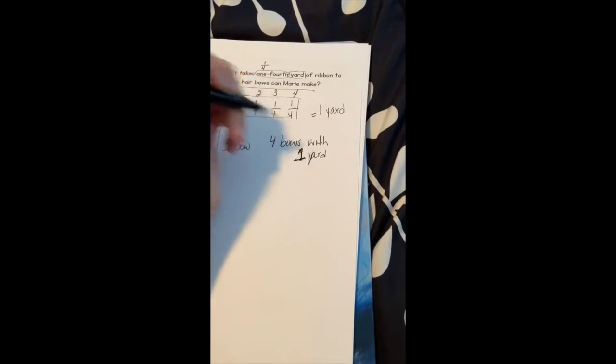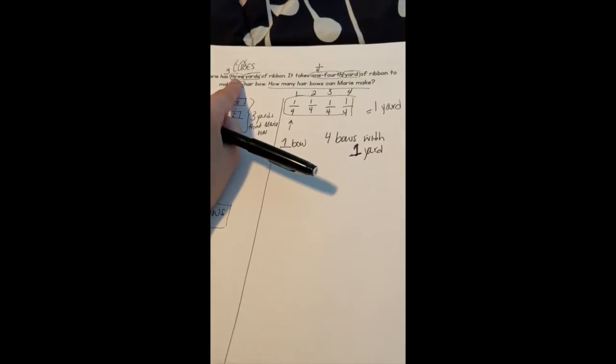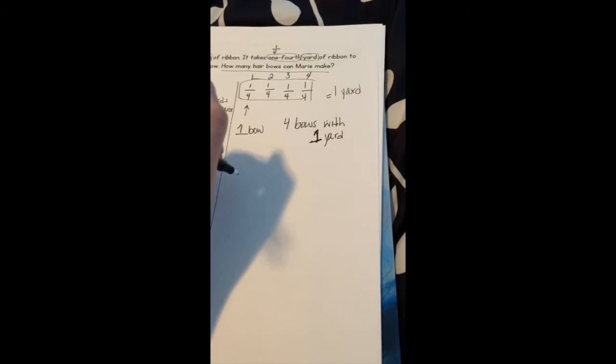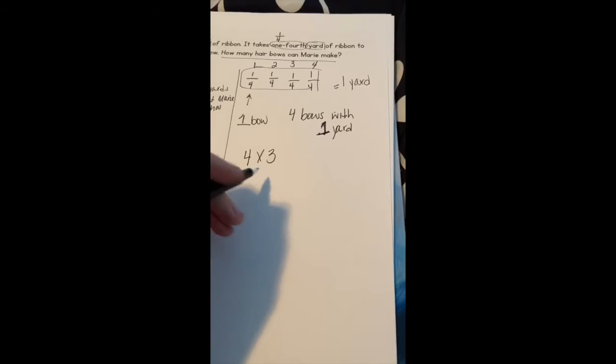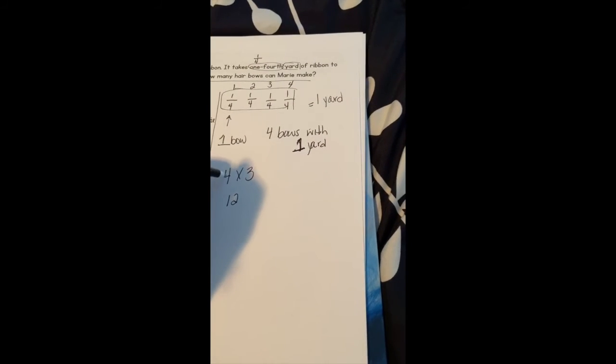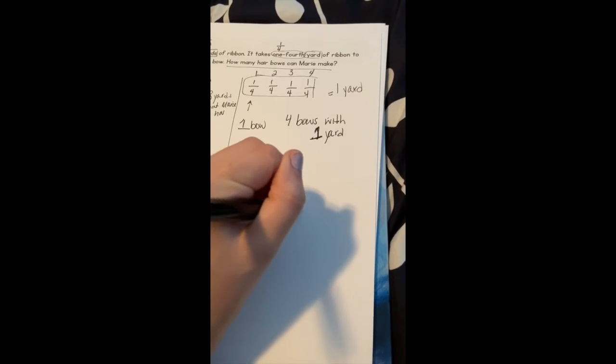So then all I have to do, that one's a little bit messed up. So now I have 4 bows with 1 yard, but I know I have 3 yards. So all I have to do is figure out, well, how many can I make with 3 yards? So that would be 4 times 3. And we should know that 4 times 3 equals 12. 4 bows for 3 yards is going to give me 12. So that's an easy and quick way for you to figure out 12 bows.